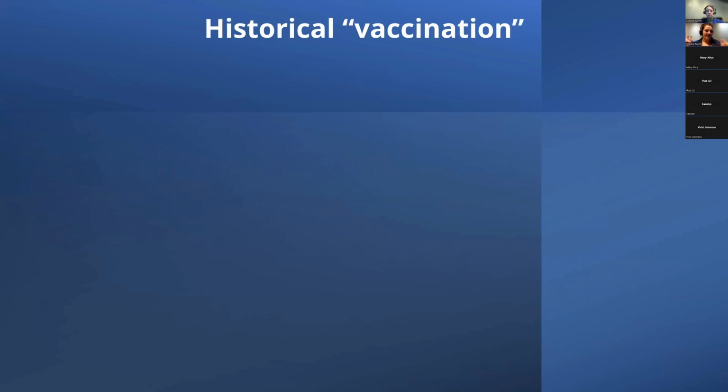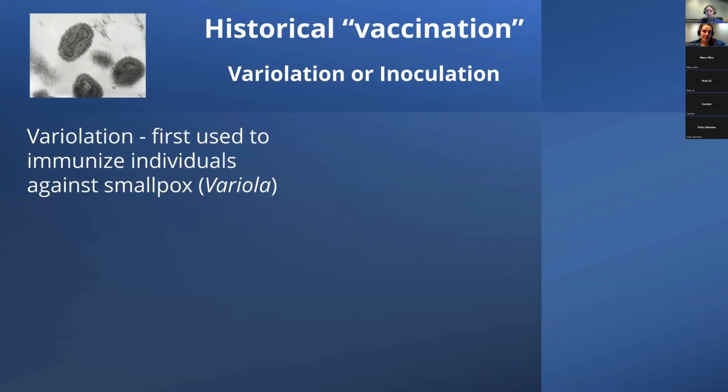So, historical vaccination, and I have vaccination in brackets for a reason, because it didn't start off being coined vaccination. So I'd like to take a trip back in time with you to the oldest documented case of variolation. It dates back to about the 16th century. Another word for it can be inoculation, but variolation is a very specific type of inoculation that was used to immunize people against the smallpox virus.